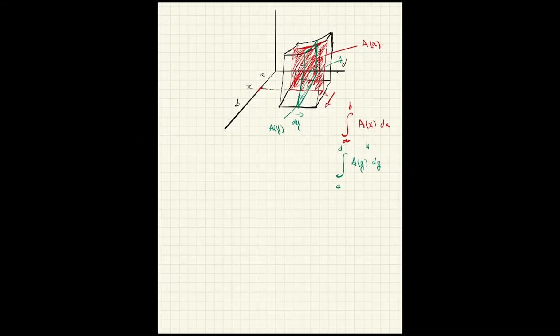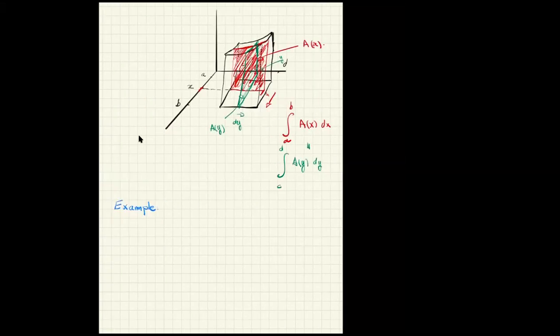Example. Now we're going to evaluate the integral of x minus 3y squared dA, where R is the rectangle given by (x, y) such that x is between 0 and 2, and y is between 1 and 2.